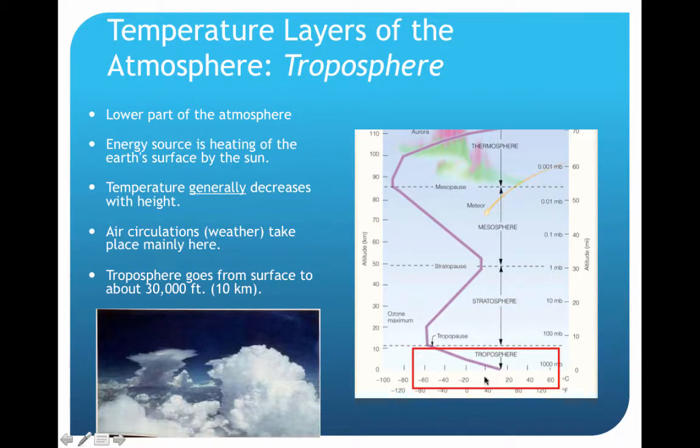So here we are down on the ground in the troposphere, the lower part of the atmosphere. The sun heats the ground in the morning, the ground radiates the heat up, and the air is actually heated from the ground up. Generally, as you go up in the troposphere, it gets cooler and cooler and cooler. This is where our weather occurs. This goes up to about 30,000 feet.